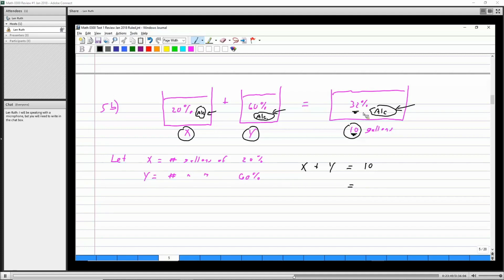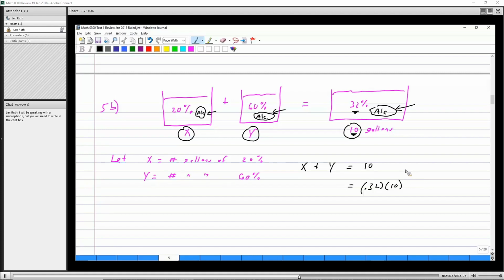32% of the 10 gallons is alcohol, and in math, "of" often means times. So 32% of the 10 gallons is pure alcohol. So 0.32, that's 32% written as a decimal. Of is times. So 0.32 times 10 is the number of gallons on the right. And if you do the work there, that's 3.2 gallons.